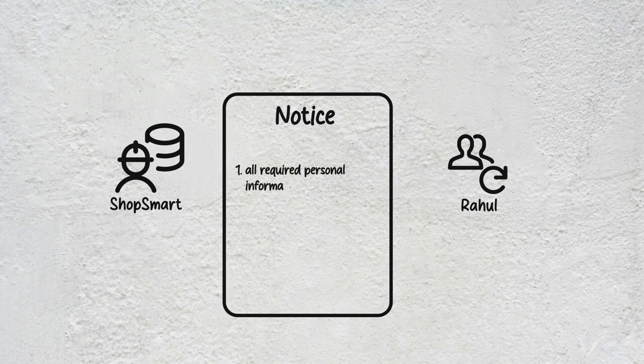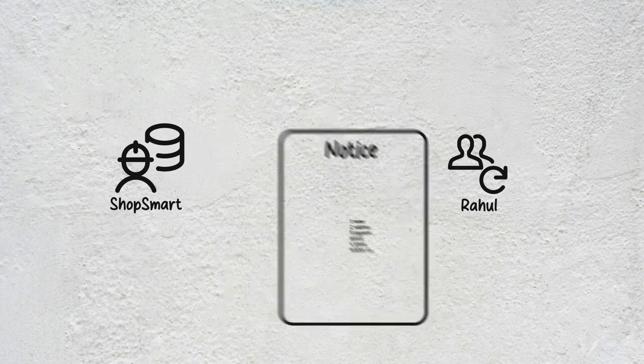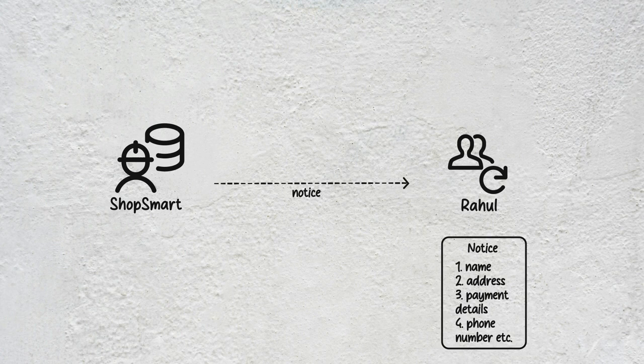Number 2, reason for such requirement. Number 3, duration for which it is needed. Number 4, mechanism through which Rahul can exercise his rights as we discussed. And number 5, grievance redressal mechanism to resolve any issue that Rahul may face. After receiving this notice, Rahul is required to show his willingness to process his personal information, and only then can ShopSmart collect or store his data.